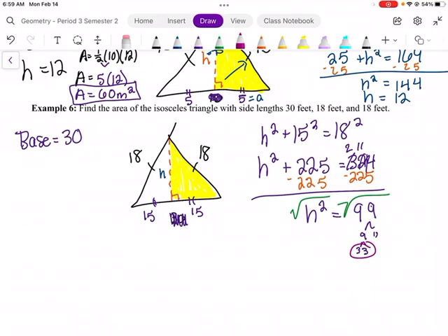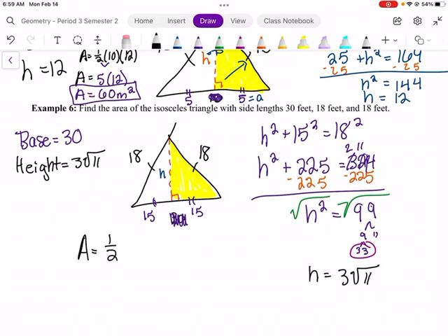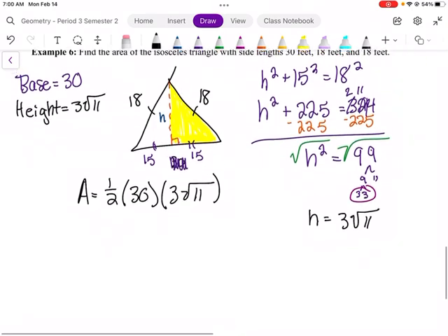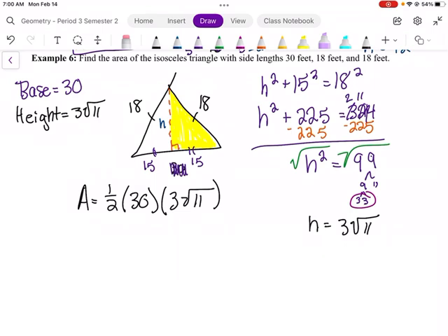So we have our base and we have our height. Now we can plug it into our area formula. So area is going to equal 1/2 times the base of 30 times our height of 3 square roots of 11. Now for these you want the exact answer. So we are not going to type the square root of 11 into our calculator. So if you were to type this into your calculator, all you are going to type in is the 1/2, the 30, and the 3. And you're going to leave the square root of 11 in your answer.